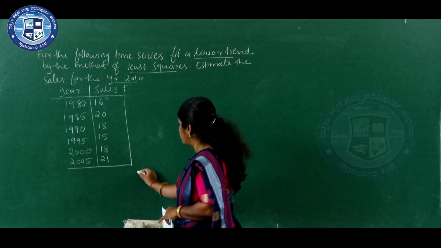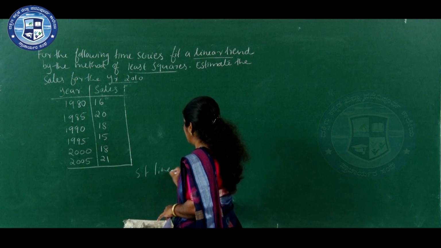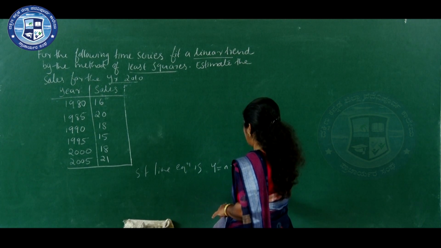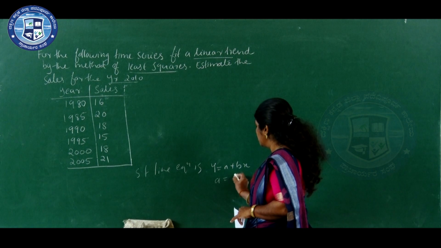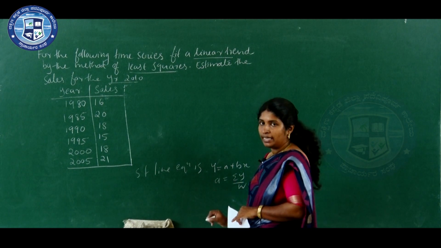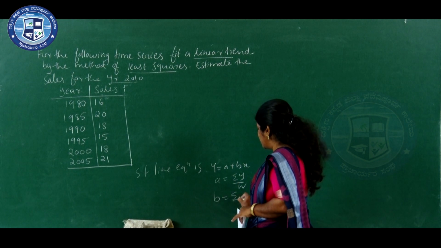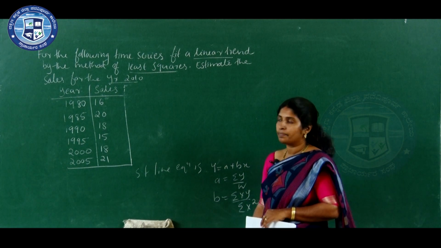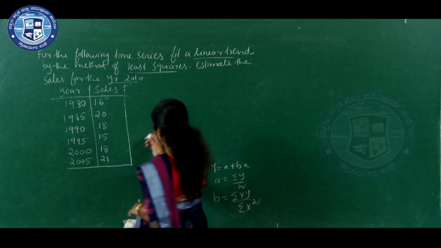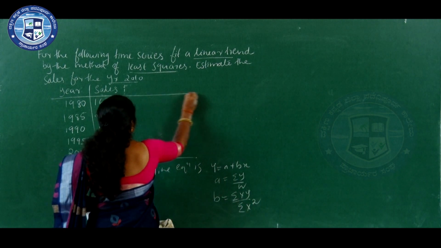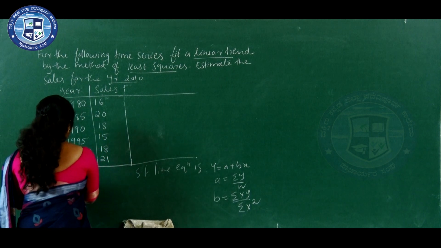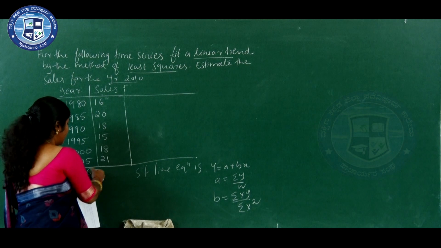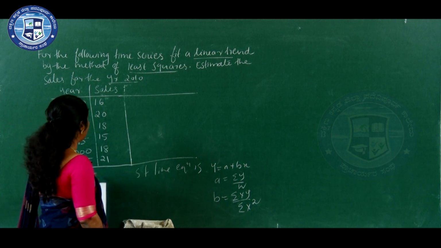Now, the equation for a straight line is y is equal to a plus bx, where a is equal to summation y divided by n, and the constant b is equal to summation xy divided by summation x square. Here n is equal to 6, which is an even number.